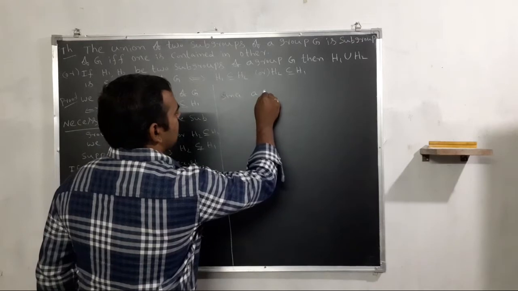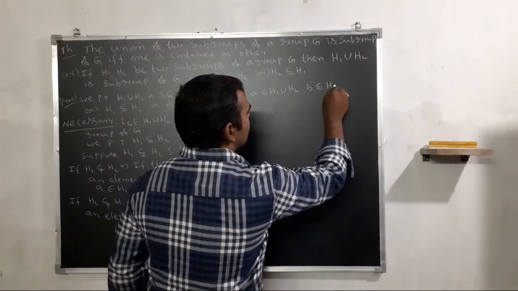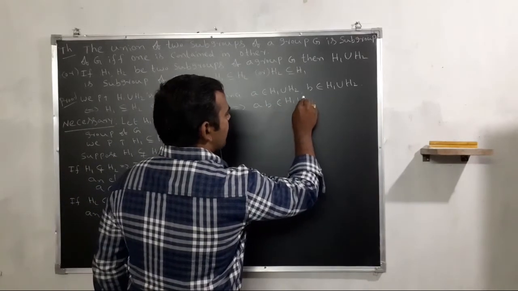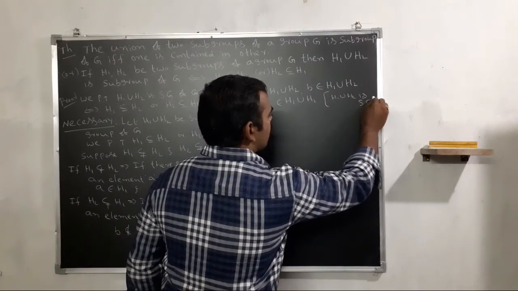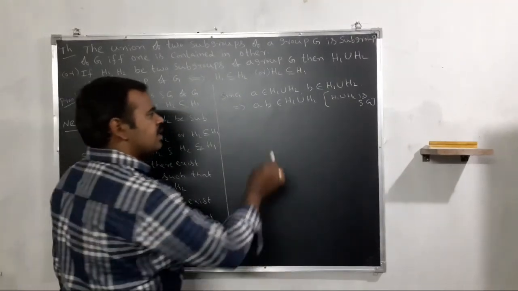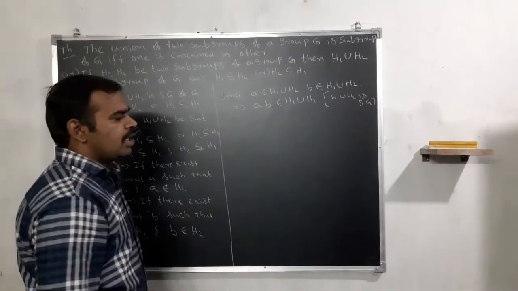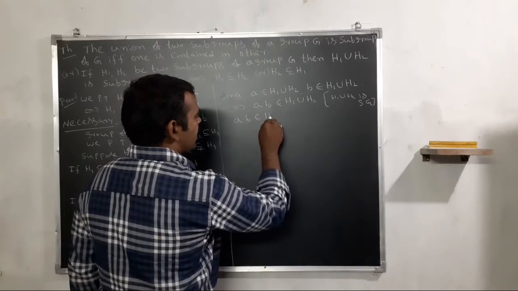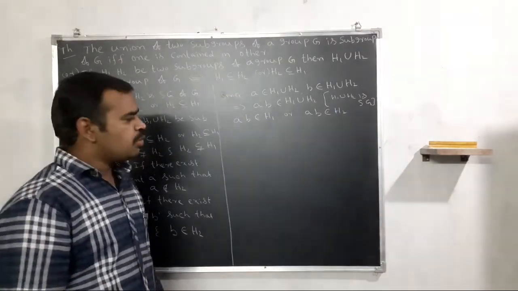Since A belongs to H1 union H2 and B belongs to H1 union H2, this implies AB belongs to H1 union H2. Here H1 union H2 is a subgroup, so the closure condition is satisfied, as we took H1 union H2 to be a subgroup of G. Therefore AB belongs to H1 union H2, that is, AB belongs to H1 or AB belongs to H2.